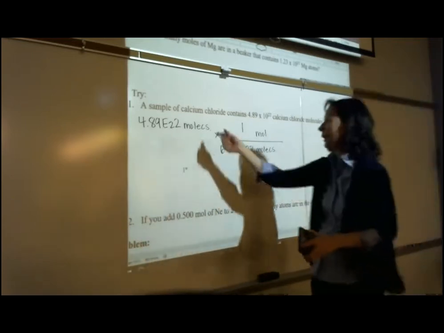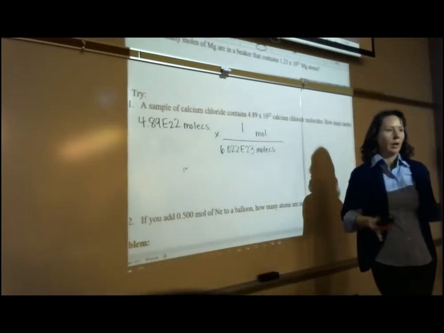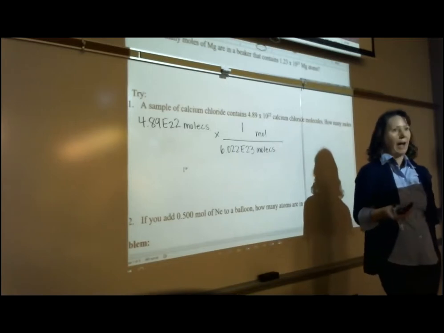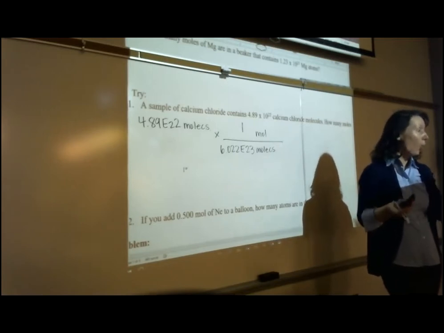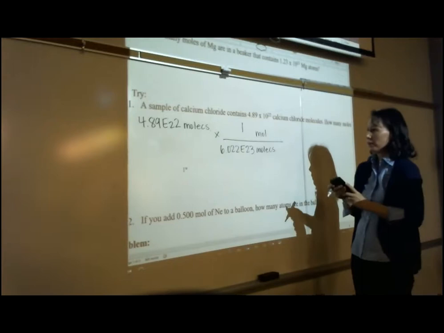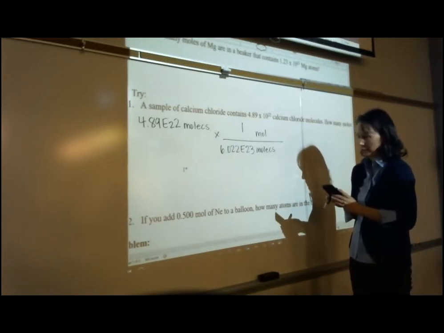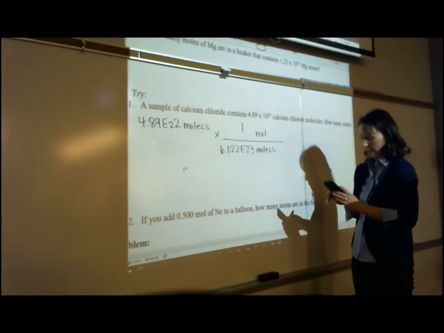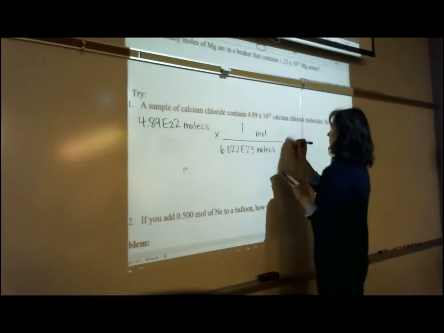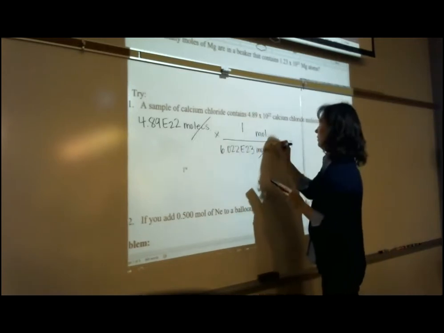We don't really care what it is. I could say a sample of sand is 5 times 10 to the 30th. It doesn't matter what it is. So calcium chloride molecules is what we're working with. 4.89 times 10 to the 22nd divided by 6.022 times 10 to the 23rd. Molecules cancels, and my unit is now moles.